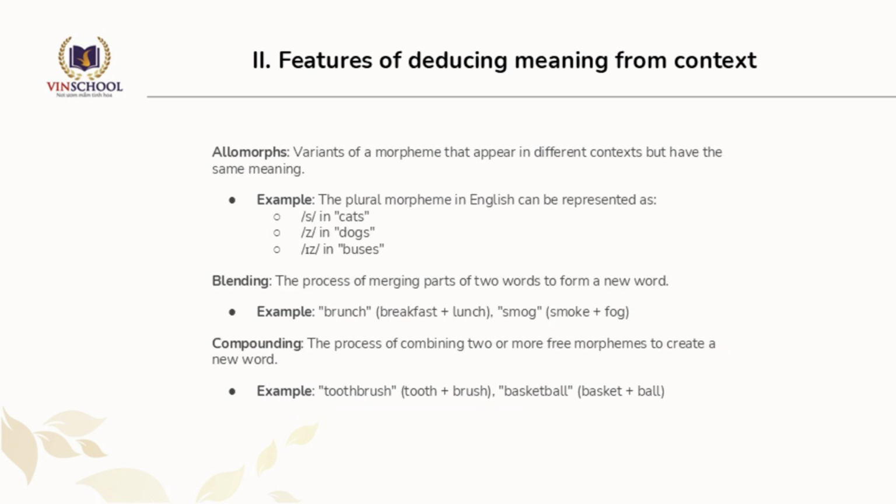6. Allomorphs are variants of a morpheme that appear in different contexts but have the same meaning. For example, the plural morpheme in English can be represented as /s/ in cats, /z/ in dogs, /iz/ in buses. 7. Blending is the process of merging parts of two words to form a new word. For example, brunch is blended from breakfast plus lunch, smog is blended from smoke plus fog. 8. Compounding is the process of combining two or more free morphemes to create a new word. For example, toothbrush is combined from tooth and brush, basketball is combined from basket and ball.